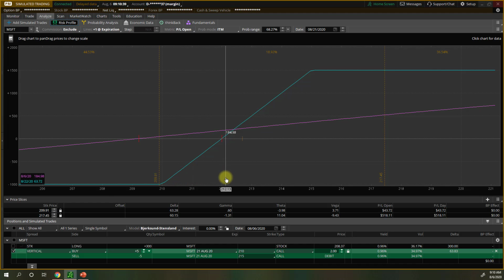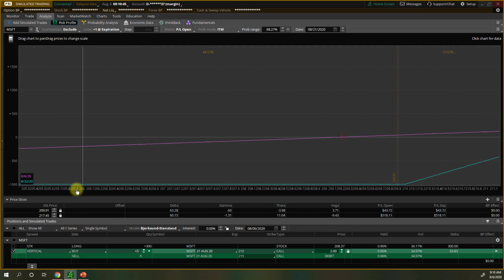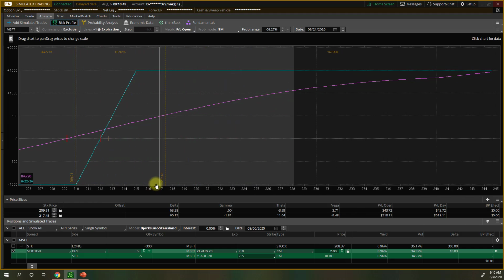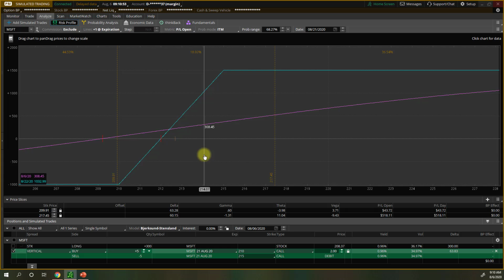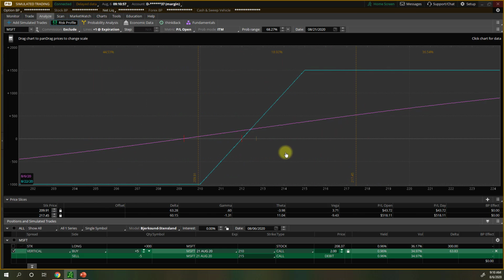So I can first off change the scale. I can click on the stock prices here. I can zoom in. It's easier if you just go out here to the sides, and I can also zoom out. Okay, so get the scale that you want. Then you can click in your chart and actually drag the chart. So very quick, very easy to maneuver around.